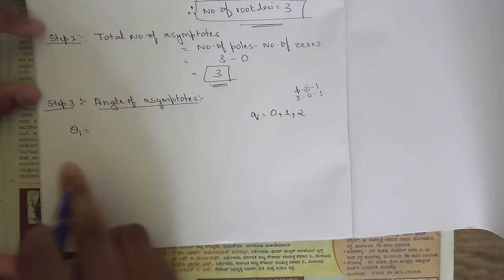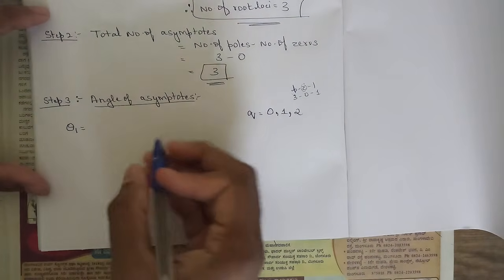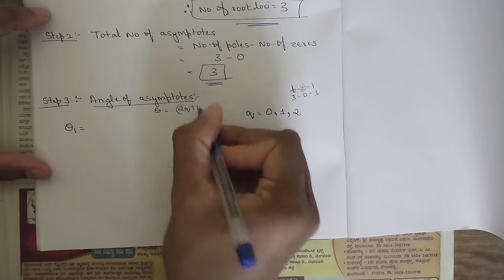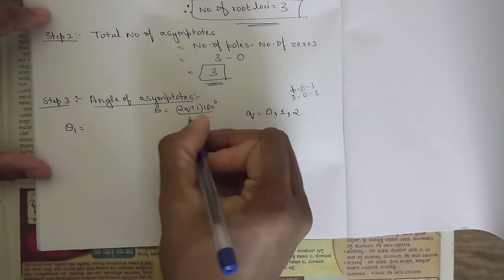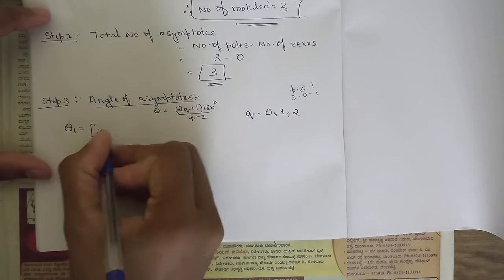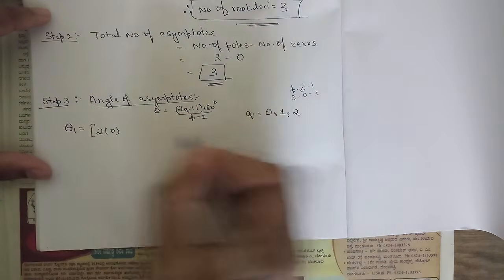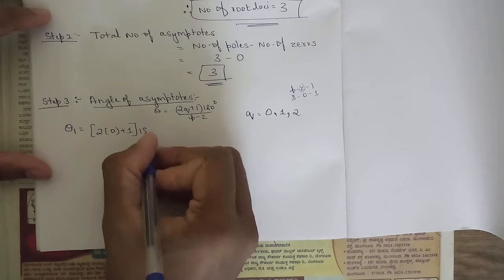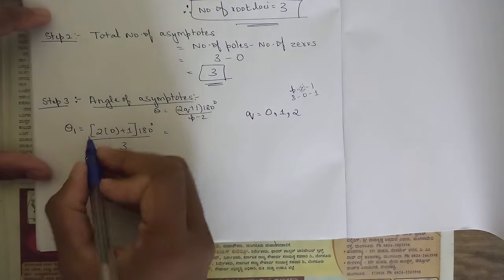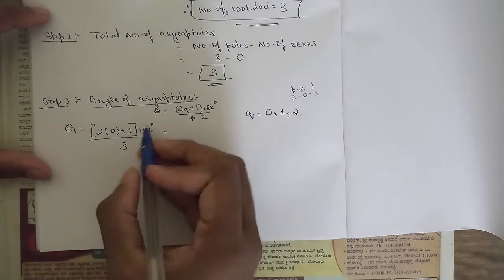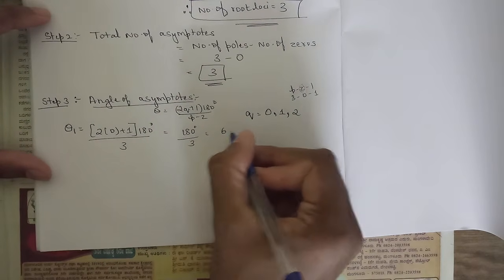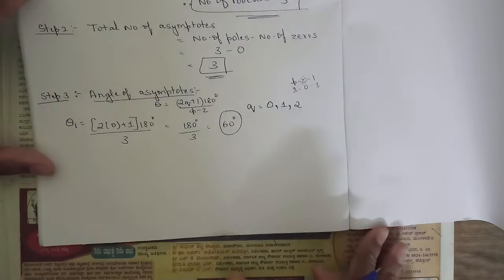So the first angle, let me express this as theta 1. The formula I have told you for theta is (2q plus 1) into 180 divided by number of poles minus number of zeros. In the first case the value of q is 0, so 2 into 0 plus 1 into 180 degrees divided by p minus z, that is 3 minus 0, which is 3. 2 zeros are 0, 0 plus 1 is 1, 180 into 1 is 180 degrees divided by 3, that is 60 degrees. So our first angle is 60 degrees.